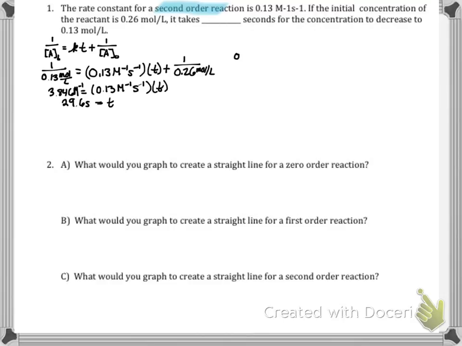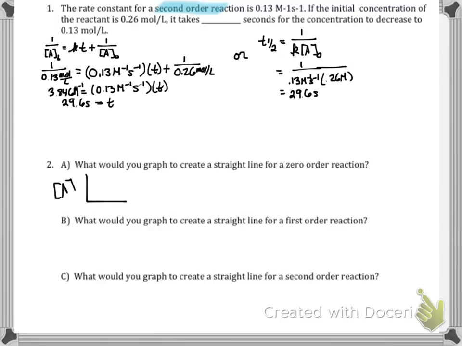There is another option. This is not on the AP equation sheet, but I will give it to you just in case you needed it. And that is to use the half-life equation. This one, of course, you can only use just because this is half of the concentration. You're starting with 0.26 and going to 0.13.